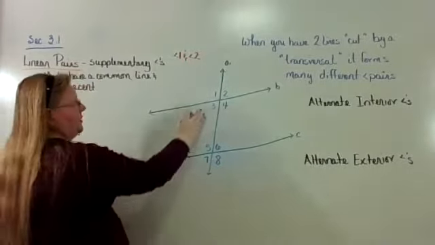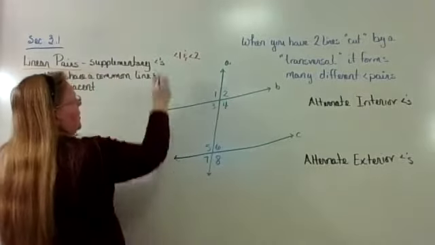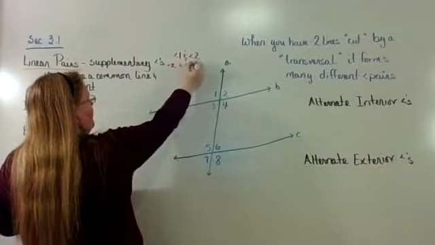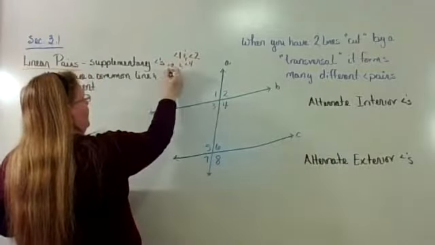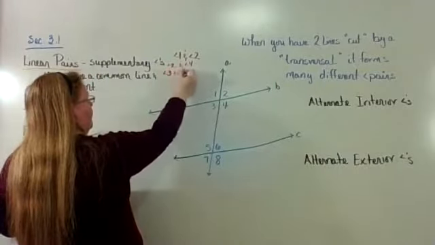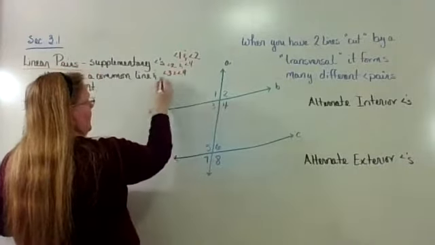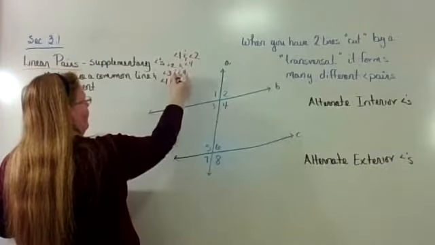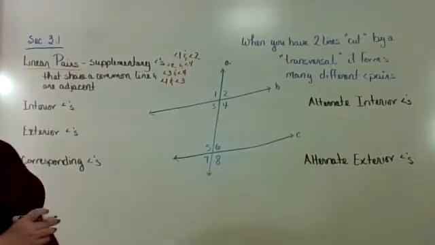I know that because they share a common line and they are adjacent to each other. And working around, we can get angle 2 and angle 4, linear pair. Angle 3 and angle 4, linear pair. Angle 1 and angle 3, linear pairs. That's 4 of them. I bet you can get the other 4 too.